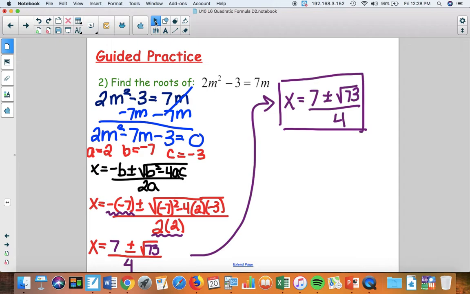Now you may also see it split up, so you might see the 4 divided by both terms. So you could see 7 over 4 plus or minus radical 73 over 4. Both of these are exactly the same. So whichever one you have as your answer, you're good. Just keep in mind, if it's a multiple choice question, both of these representations could be there.